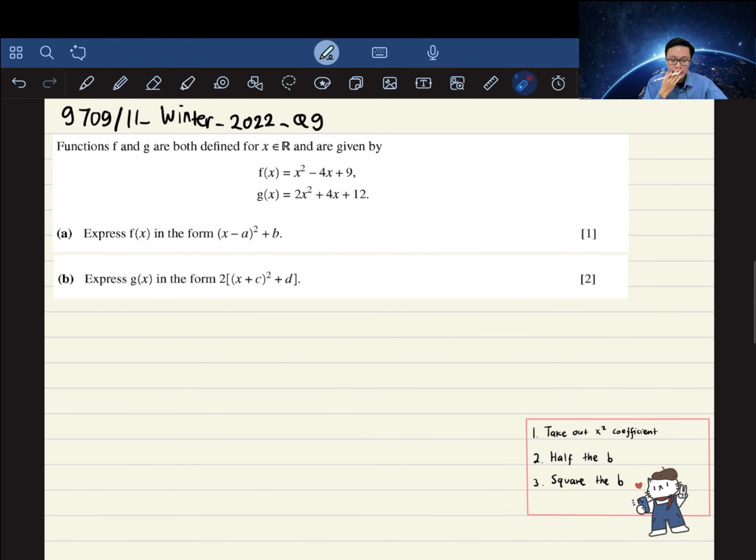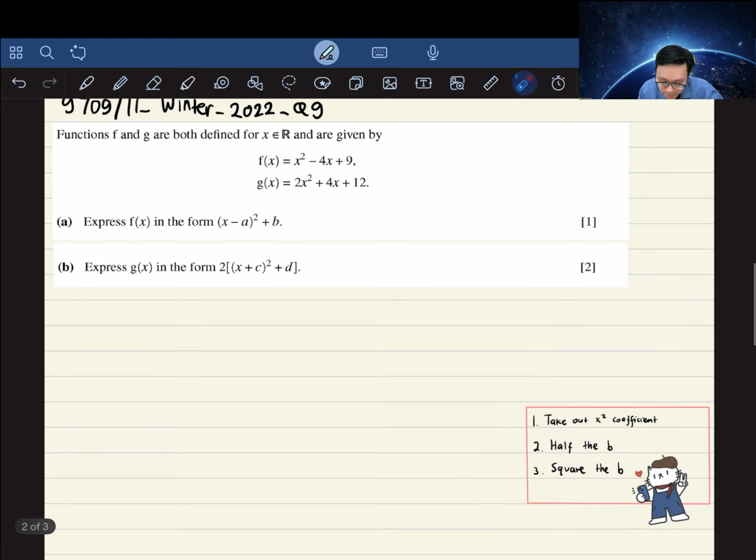Okay, now let's take a look at this example. This is taken from past paper 2022. So we have two functions, f and g, both defined for x an element of the real numbers and are given by this one. Express f(x) in the form (x minus a) squared plus b.